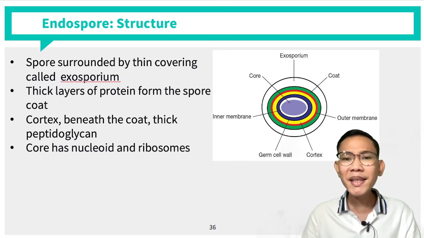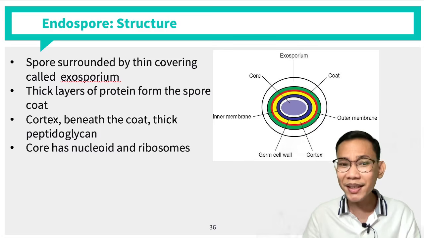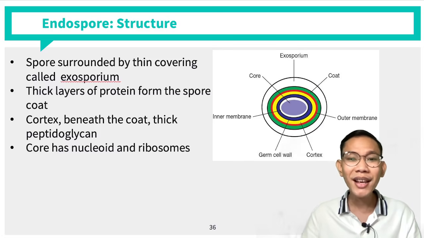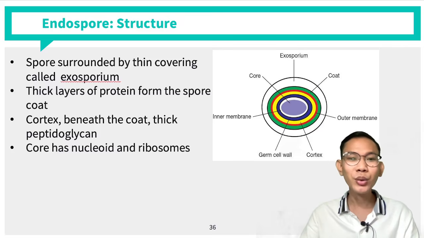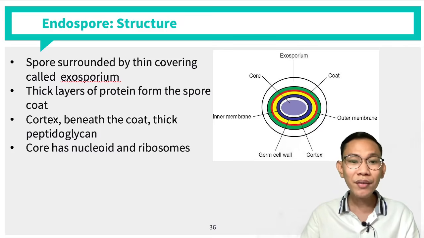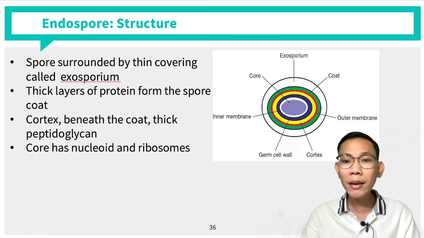So what makes it resistant? What makes it resistant is actually because of its structure. So let's look at its structure. The spore is surrounded by a thin covering called your exosporium. So where is your exosporium? This is now your exosporium. Thick layers of protein form the spore coat and cortex. Beneath the coat is a thick peptidoglycan. Still, it contains your peptidoglycan. And the core has your nucleoid and your ribosome. So this part here contains your nucleoid and your ribosome.